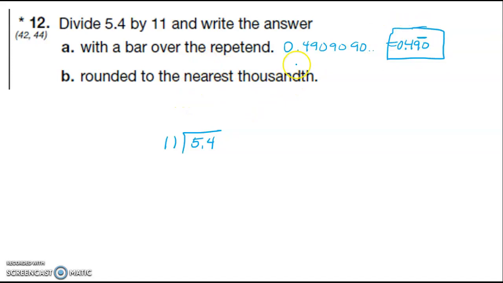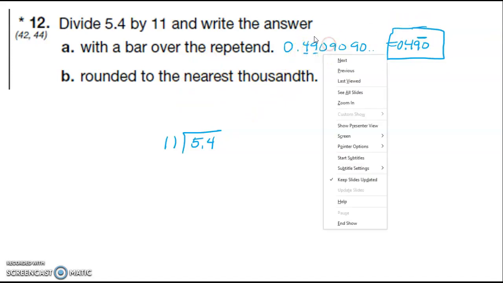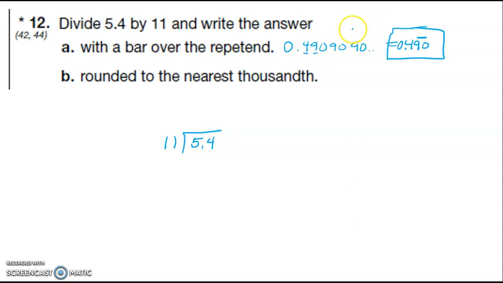And then it says to the nearest thousandth. Well, this is tenths, hundredths, and thousandths. Oh no, that's thousandths. I'm looking at this one. Let me write it out again. 0.490, 90, 90, 90. Okay. Tenths, hundredths, thousandths. So this is what I'm rounding to. I look at this, it's greater than 5, which means I'm going to bump this up to 1. So my answer is 0.491.